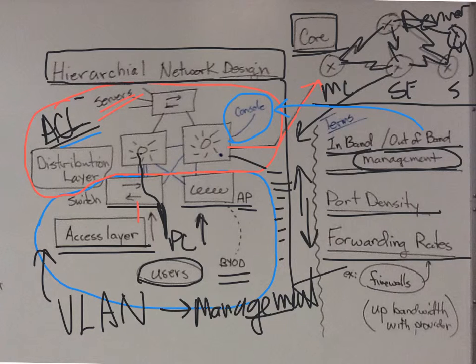Forwarding rates, we used an example for firewalls. I know some schools had firewalls that were set to a certain limit on forwarding. They upped their bandwidth, so they got more bandwidth from their provider, but they didn't notice the performance increase. Should have been more. Should have been a lot more. So the issue was in their firewall. So they had to upgrade the firewall.